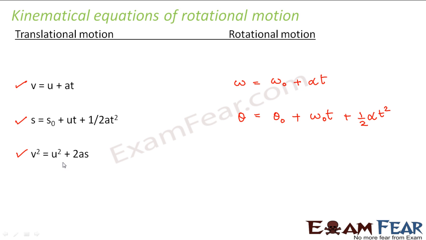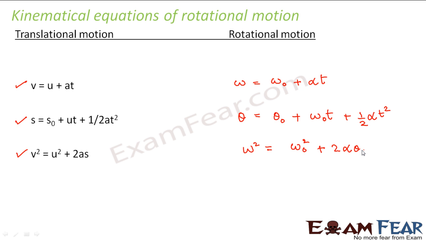Right? So similarly, let us look at the third kinematical equation. For translational motion, it was v square is equal to u square plus 2as. In this case, it will become omega square is equal to omega naught square plus 2 alpha theta. Right? So this is how we define the kinematical equations of rotational motion. When we talk about rotational kinematics, we talk about nothing else other than these three equations. Using these three equations, we can describe the rotational motion of any object.